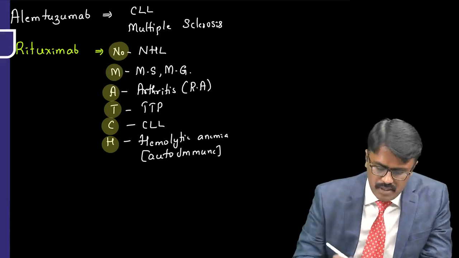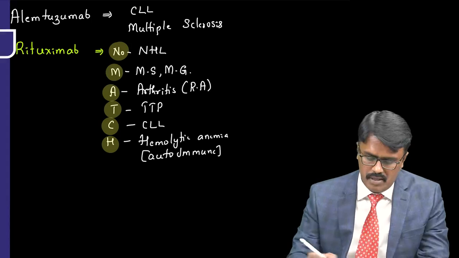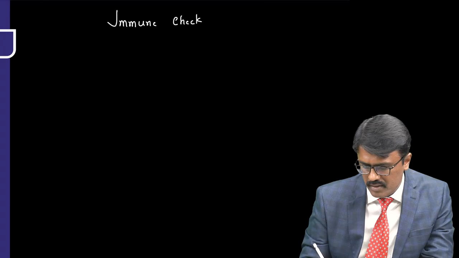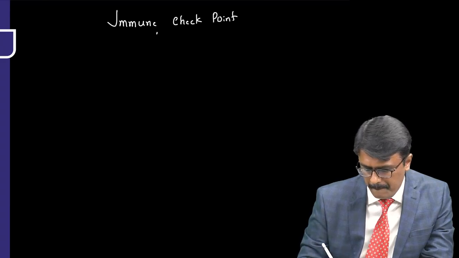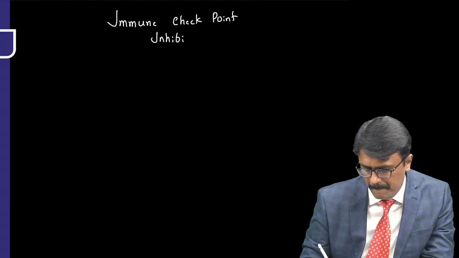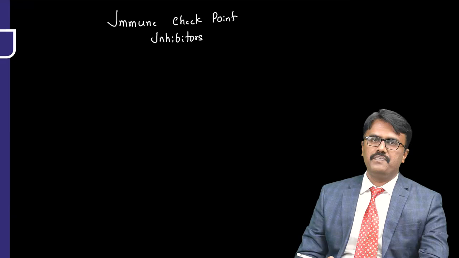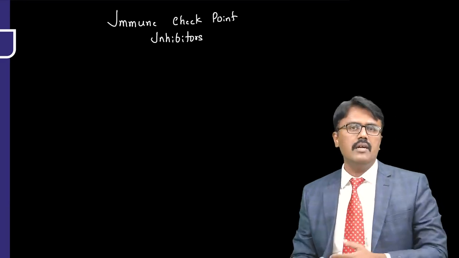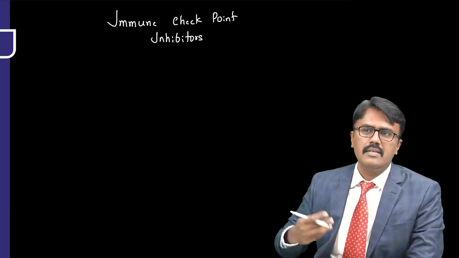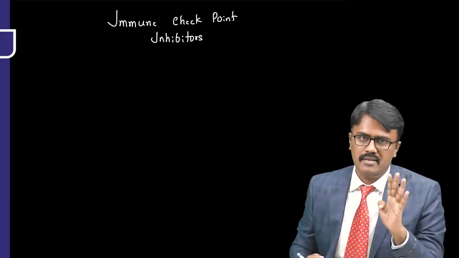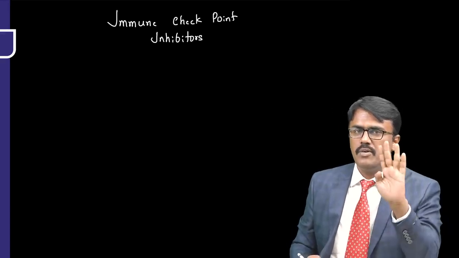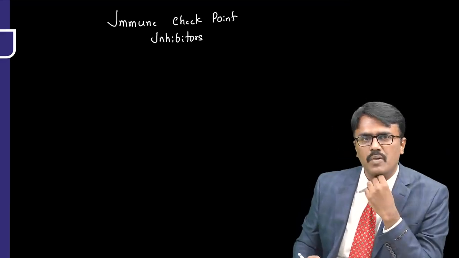Then another set of mAbs which are trending nowadays, very important. These are called immune checkpoint inhibitors. Sir, what do you mean by that? Now, why are the cancer cells not killed by immunity? The cancer cells have a pass. The pass is telling that we are also yours, don't kill us. If they don't have the pass, then the immunity will kill. What is that pass called?